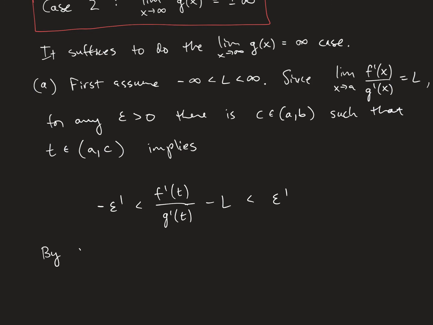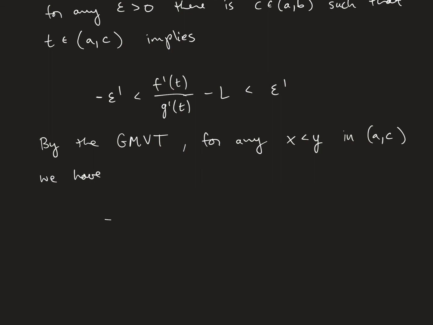So by the generalized mean value theorem, now this is going to go slightly differently than before. This case is not as simple as the last case. That was not that bad or anything. So by the generalized mean value theorem, for any x less than y in (a, c), we have just that same inequality, but with that quotient replaced by f of x minus f of y over g of x minus g of y.